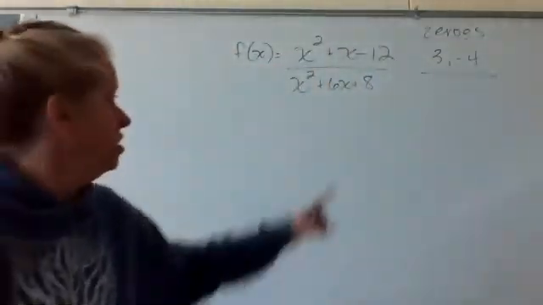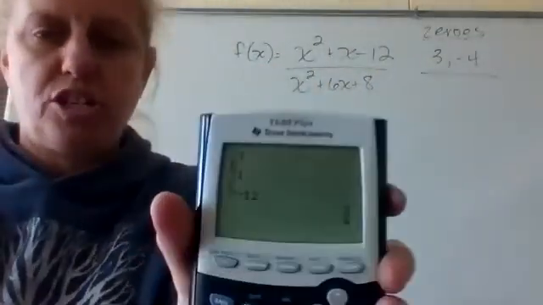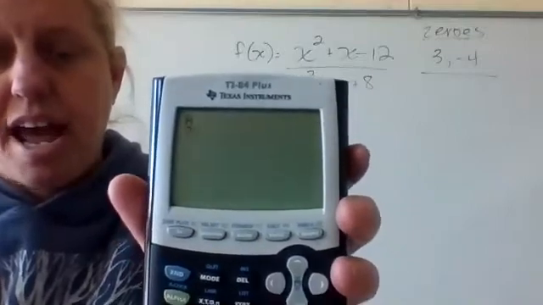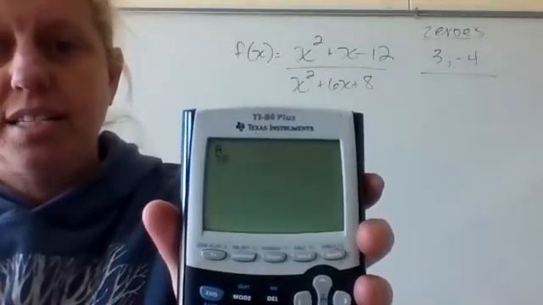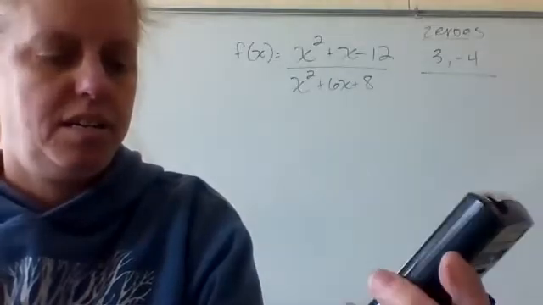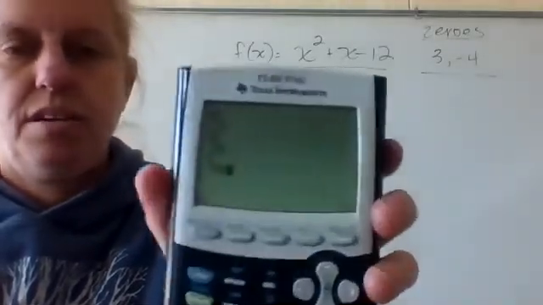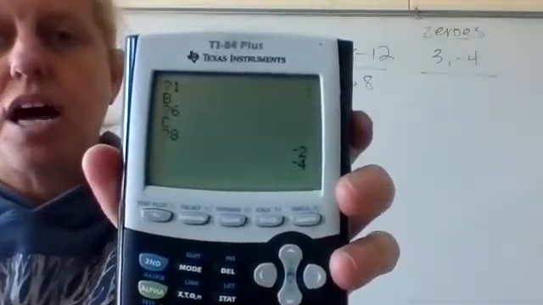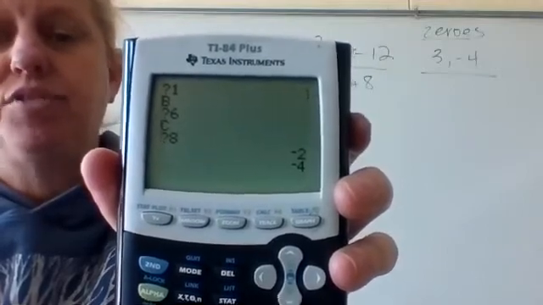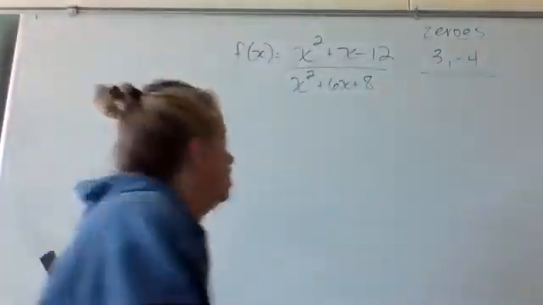Now do the denominator. Again, it's a quadratic, so just go back to your quad program. A, B, and C are 1, 6, and 8. So there's the zeros of the denominator, -2 and -4.